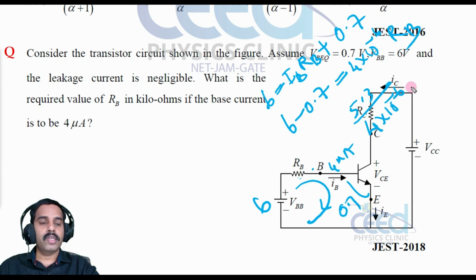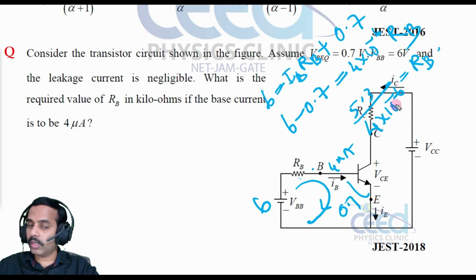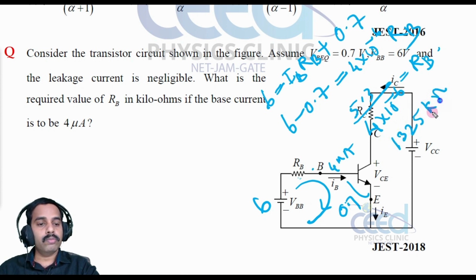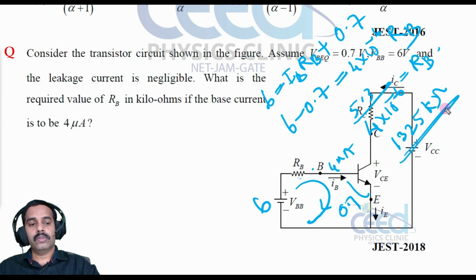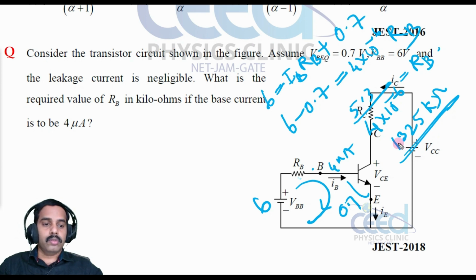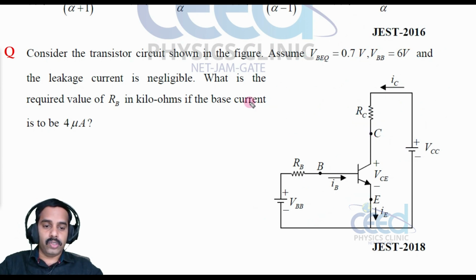4 into 10 raised to minus 6, that is equal to RB. So we need the answer in kilo ohm, right? So that is 5.3 divided by 4 into 10 raised to minus 6. When you solve this, you will get the answer as, you may check the value, 1325 kilo ohm. All right, this will be the answer.